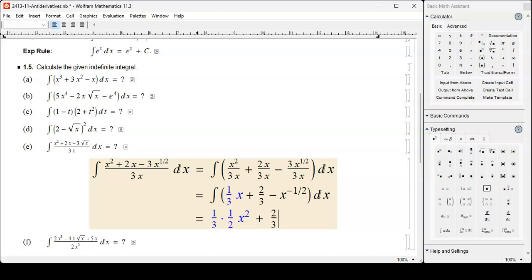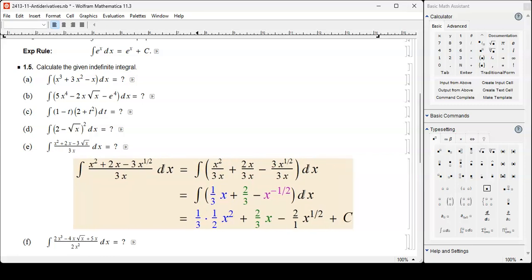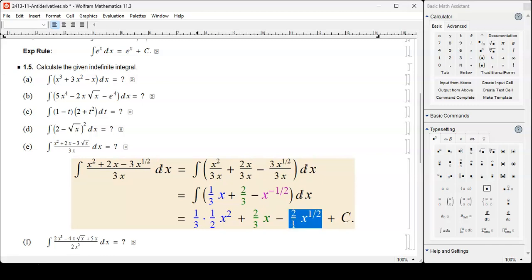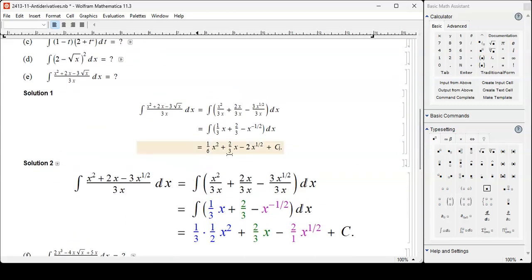Now the second term, 2/3, just a constant, so 2/3 x. And finally, this one here, purple, add 1 to the power and divide. That'll complete the problem. Of course, you can simplify. You can rewrite it as 1/6, and then you can rewrite it as 2. Let's see, what did I do in my answer key? Well, yeah, I simplified. 1/6 and 2/3 and just 2.